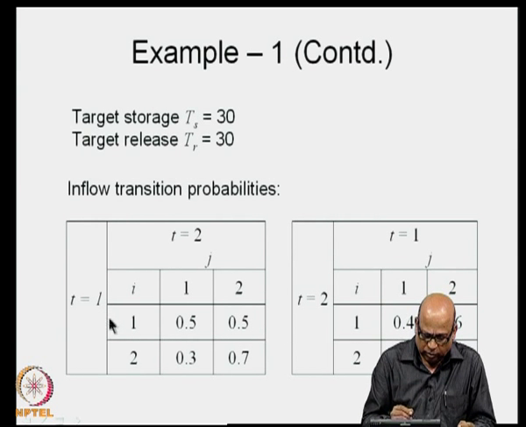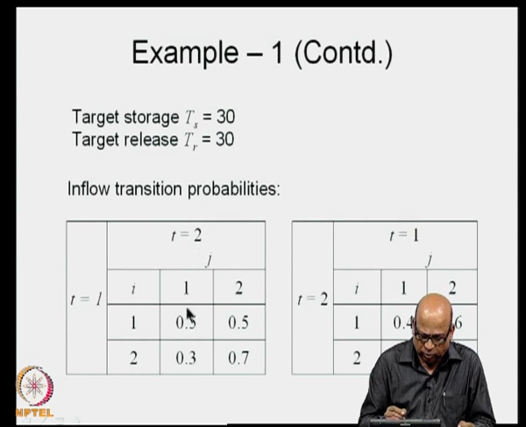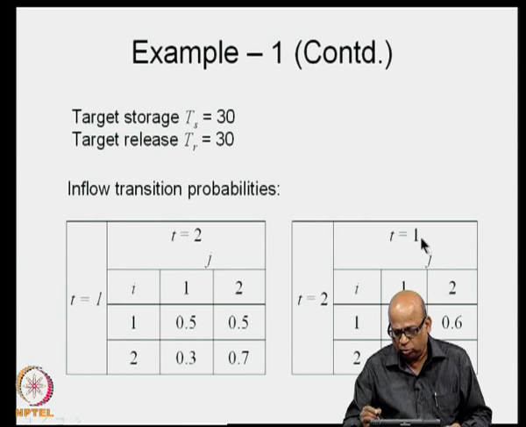Similarly, starting with class interval 2 in time period 1, the probability that it goes into class interval 1 in time period t is equal to 2 is 0.3. Starting with class interval 2 in time period t is equal to 1, the probability that it goes into class interval 2 in time period t is equal to 2 is 0.7. Similarly, from t is equal to 2 to 1.